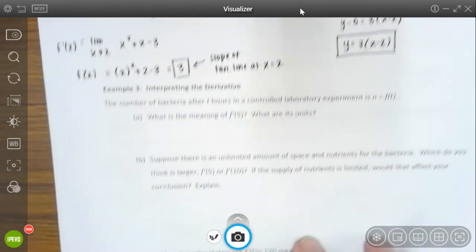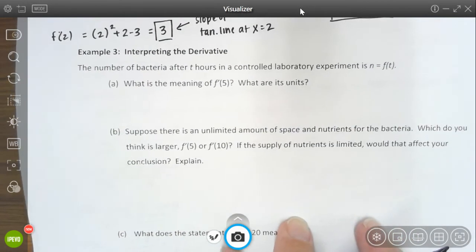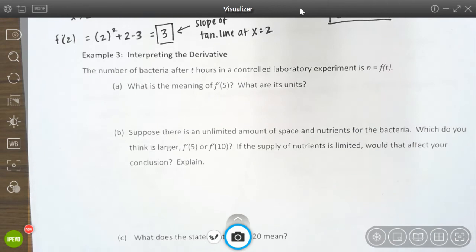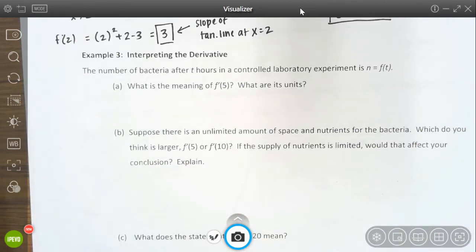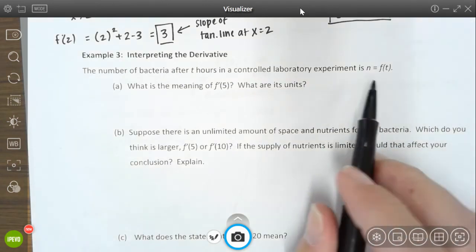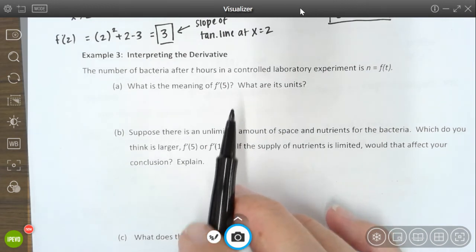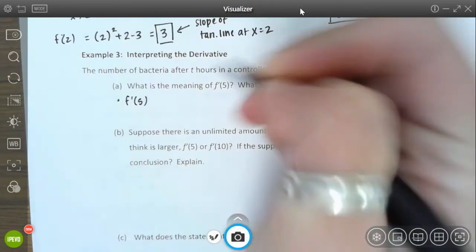All right, so our last question has to do with interpreting a derivative. We said that the derivative is really just a rate of change. It really is representing just a slope. So when we're interpreting that, we have to keep that in the back of our mind. We're told that the number of bacteria after t hours is n is equal to f of t. I want to know what the meaning is of f prime of 5. So f prime of 5 is just a rate.